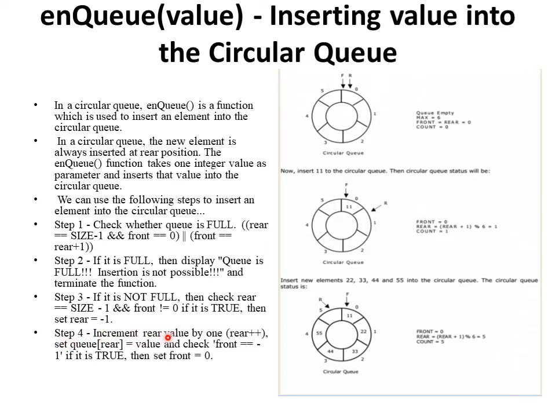Step 4, increment the rear value by 1, that is rear equals rear plus 1. Set CQ of rear equals value, because I want to insert a value at the rear position. For that reason I have taken CQ of rear equals value, and check front equals minus 1. If front equals minus 1, what happens? Then I will set front equals 0.